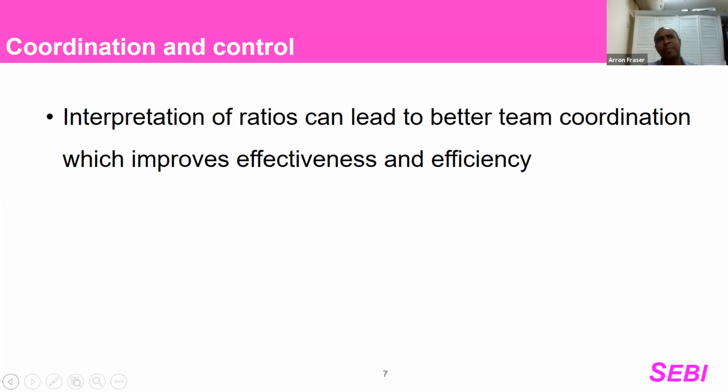It's also indicative of how well managers are leading processes in terms of efficiency, whether or not there are wastages, and in terms of effectiveness, whether or not you're meeting the demand of a particular customer.